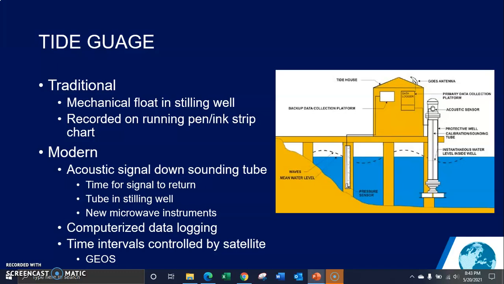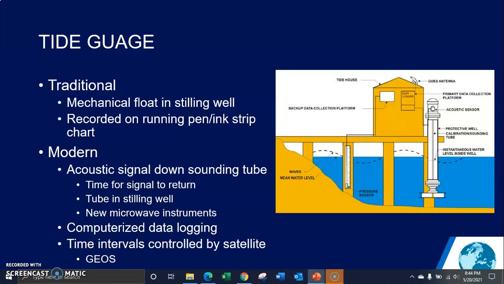Now looking at a tide gauge, traditionally these were mechanical floats which would sit in a stilling well to calm the water, and they recorded on a running pen ink strip chart. That was a mechanical process, often faulted, but now in the modern era we are using acoustic signals which are sent down an internal sounding tube, as we can see in this diagram on the right. That tube itself is in a stilling well to ensure that it stays as isolated from other dynamic forces as possible. The acoustic signal is sent from the receiver on top. It hits the water in that sounding tube and bounces back to the receiver, and the receiver will measure the time that it takes that signal to return and will then compute the water level.